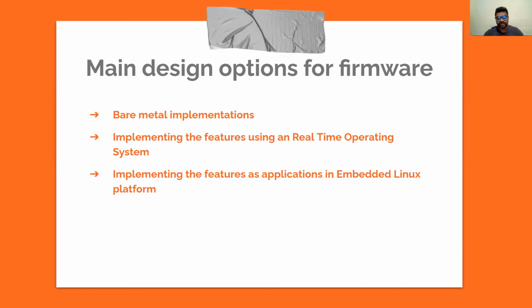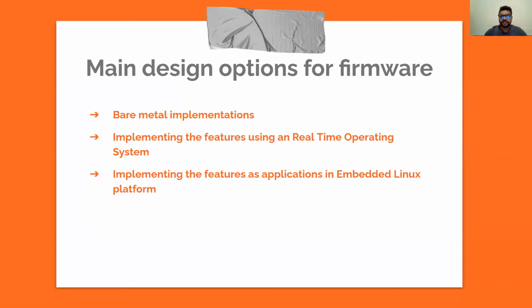Currently, it's gaining a lot of popularity because Amazon recently purchased FreeRTOS, and now they're supporting it in the ecosystem as well. Because of that, the real-time operating system is also gaining a lot of traction. And then the next one is the embedded Linux platforms. We can develop our features as applications on these embedded Linux platforms, and that is also widely used, and it has been there forever.